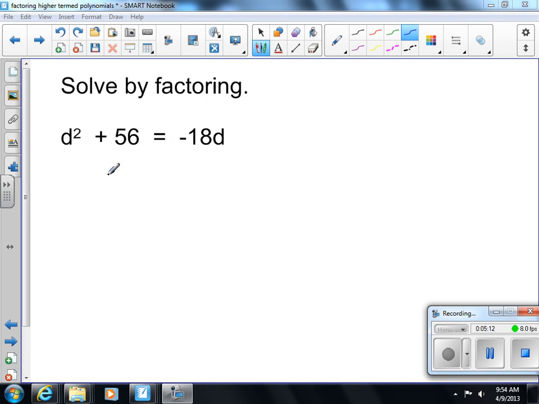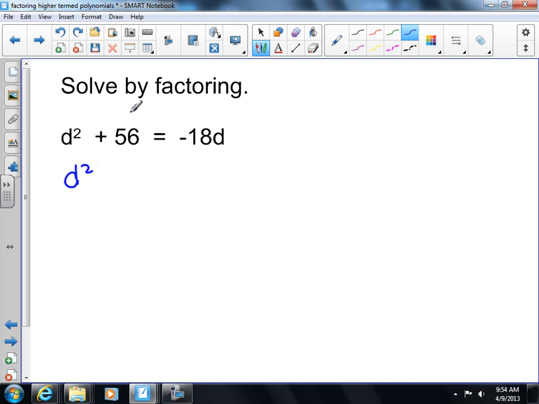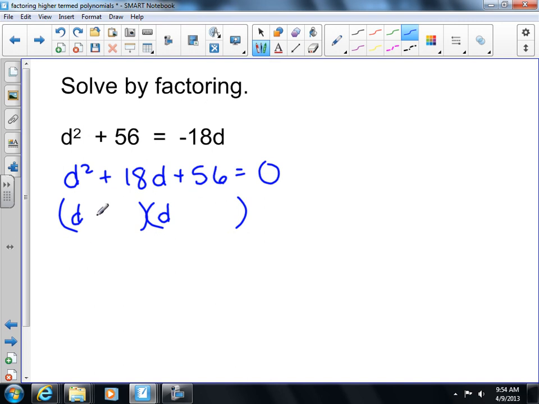All right, what do I need to move over first on this one? The negative 18d. So I have d squared. When I move it over, what's it become? Positive 18d plus 56. And remember, you're just setting it equal to 0 now. And what will your terms be? Okay, d and d for the first terms. Multiply something together to get 56. What kind of... 7 and 8? Okay, now they're going to add together to get 18 d's?